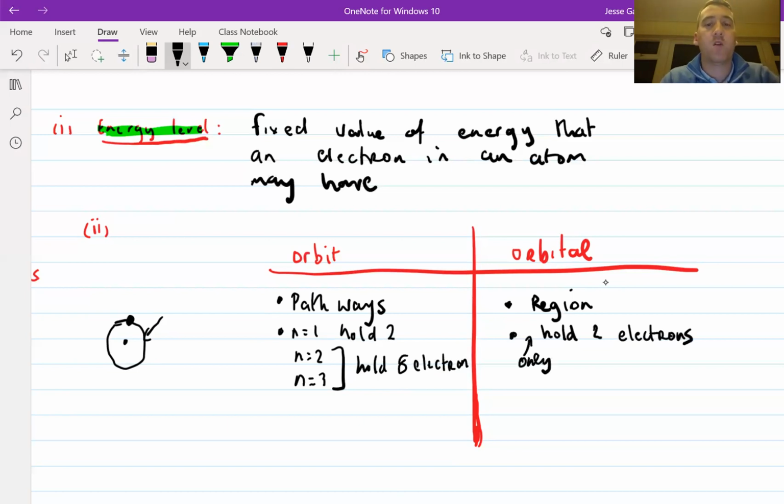I'm going to stick a third one in anyway, and that's about how certain we are that the electrons will be found there. So compare them in terms of how certain we are electrons will be found there. Pause the video, do that now. Orbits: electrons are definitely on these shells. Electrons are definitely found here.